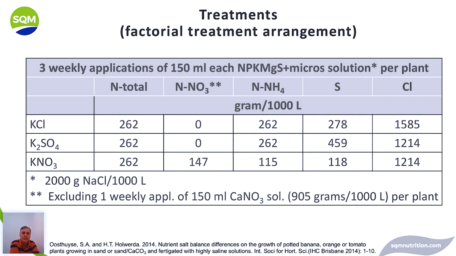In the sulfur column, we have another difference, because when you use potassium sulfate, the amount of sulfur is really high in comparison with potassium chloride and potassium nitrate, especially potassium nitrate, which has the lowest amount of sulfur. And the amount of chloride was the same for potassium sulfate and nitrate, and of course it was higher with potassium chloride. So that was the balance between the nutrient solutions that we compared.